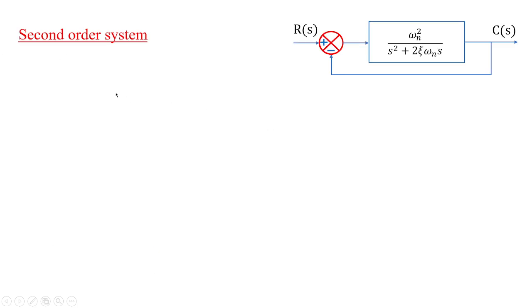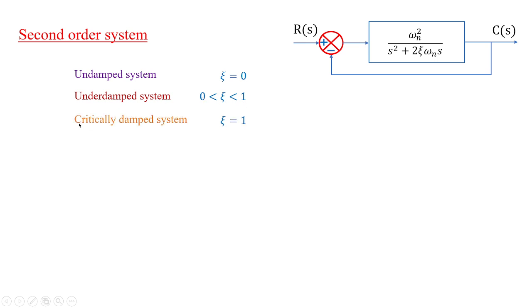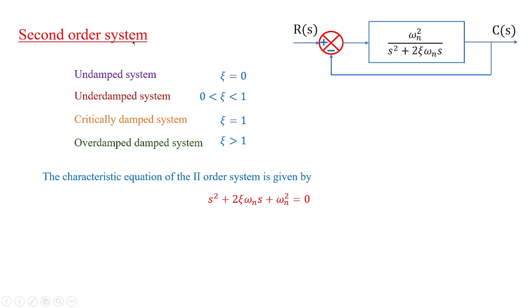First, let us see the characteristic equation of second order system. Based upon zeta, the system is classified into undamped system where zeta equals 0, underdamped system where zeta ranges from 0 to 1, critically damped system when zeta equals 1, and overdamped system when zeta is greater than 1. Individually we are going to see the cases.